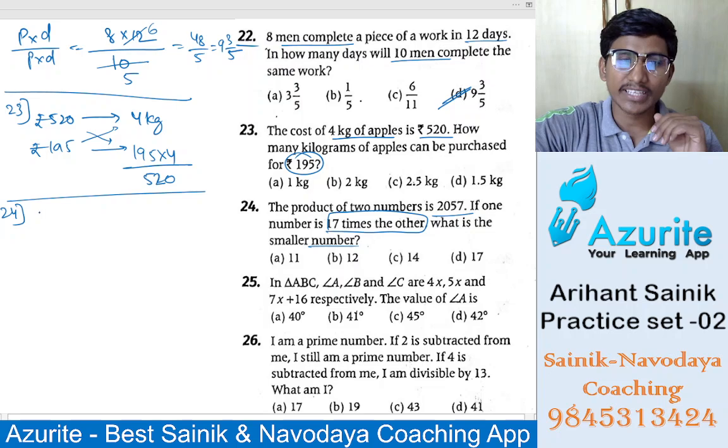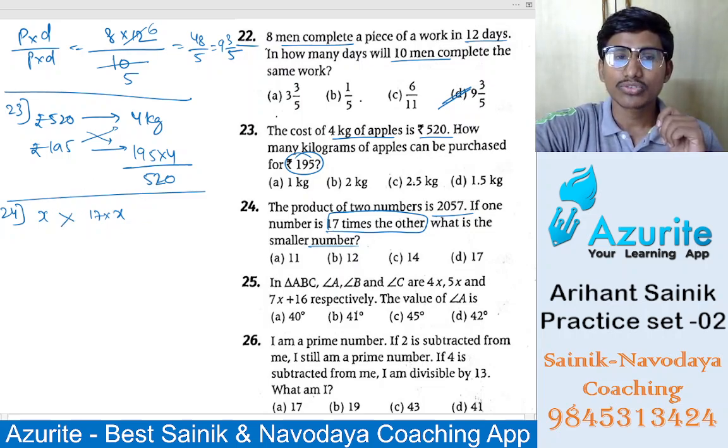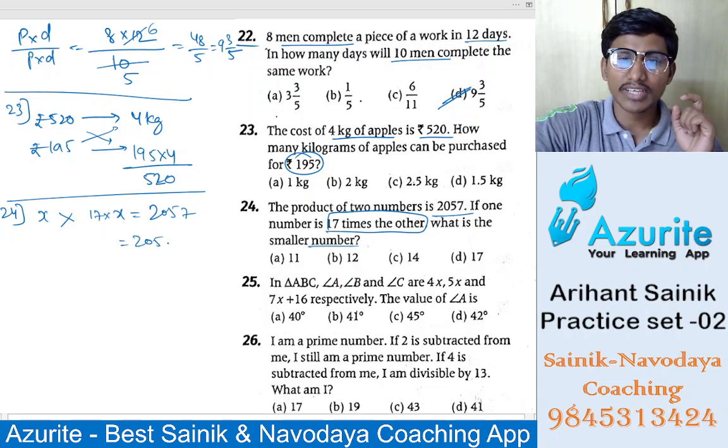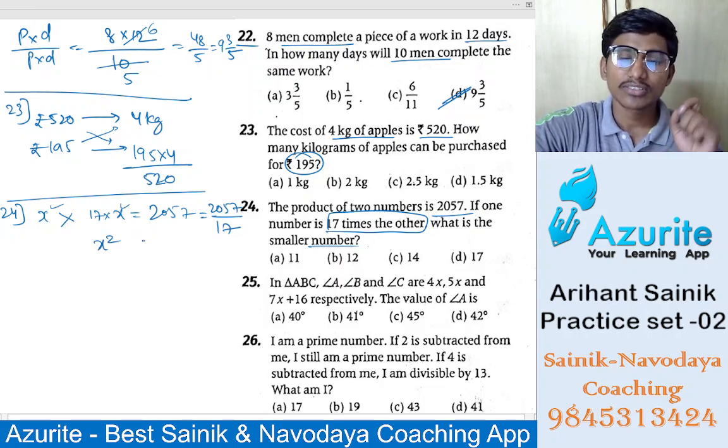So here if you take x, the other should be 17x, and the product means we have to multiply those two numbers, isn't it? So that will be 2057. Now if you take this 17 to the other side, the multiplication will become division. So we have to divide 2057 by 17, and x and x is there, 2 times means x square, so that will become root that side.